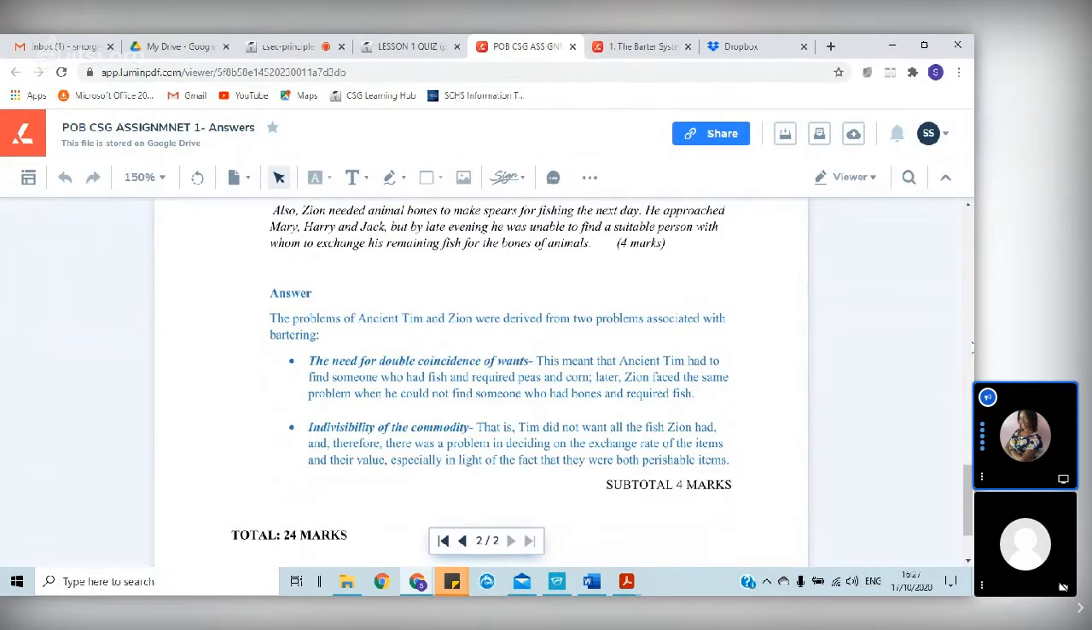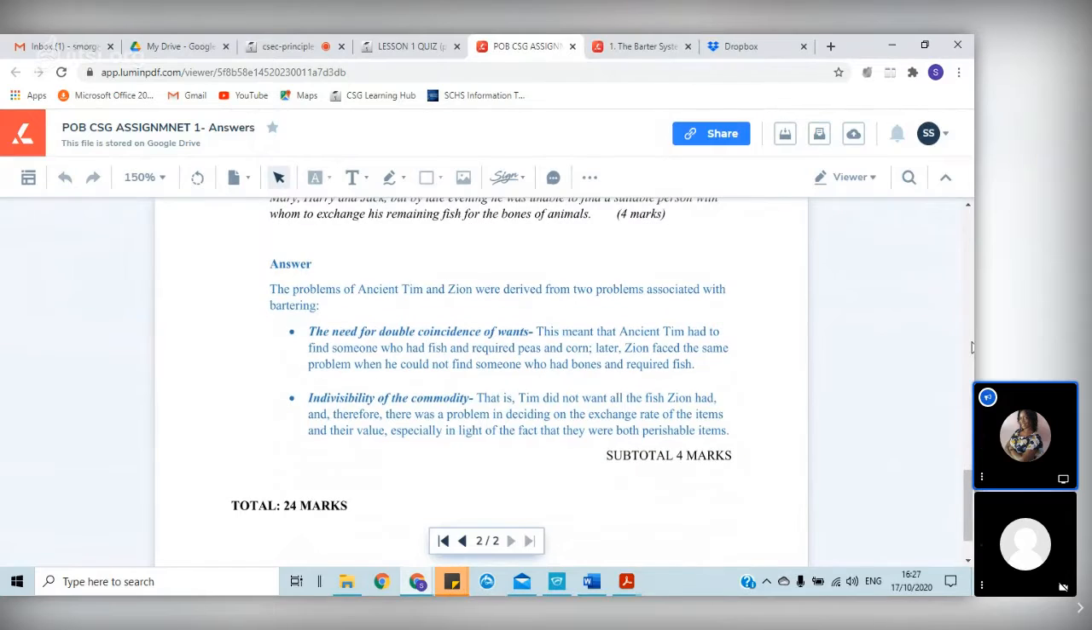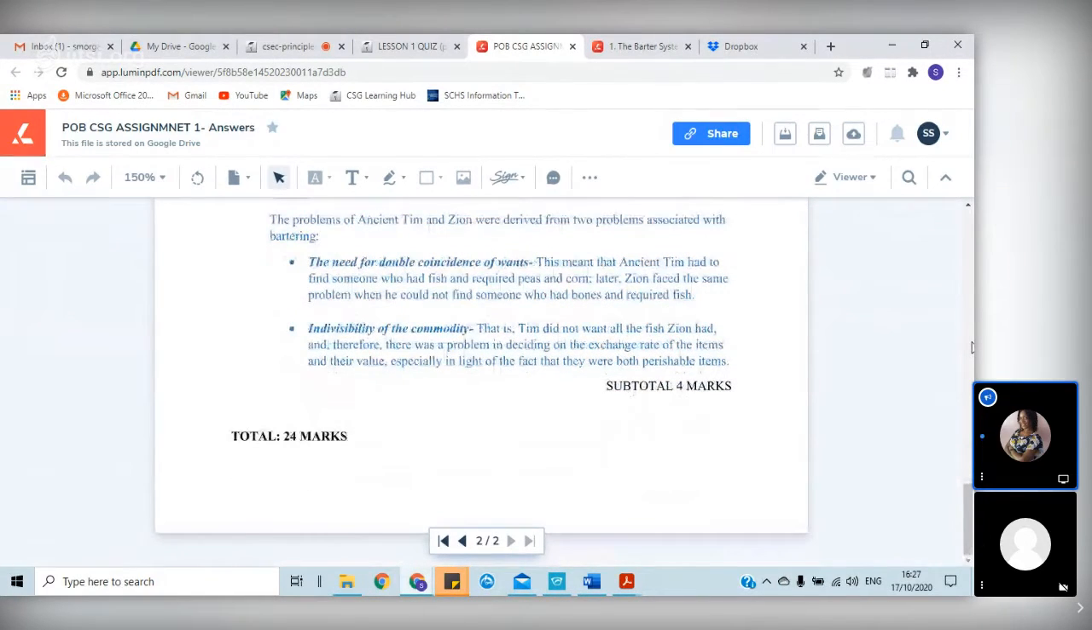And the other problem identified was the indivisibility of the commodity, right? Tim did not want all the fish that Zion had, and therefore there was a problem in deciding on the exchange rate of the items and their value, especially in light of the fact that they were both perishable items. The fish could perish, the peas and the corn could perish as well, and they had problems deciding how they were going to divide up the items so that there could be a fair exchange.